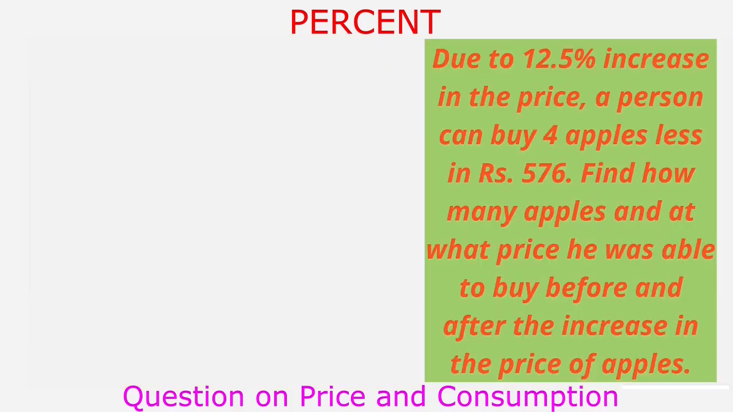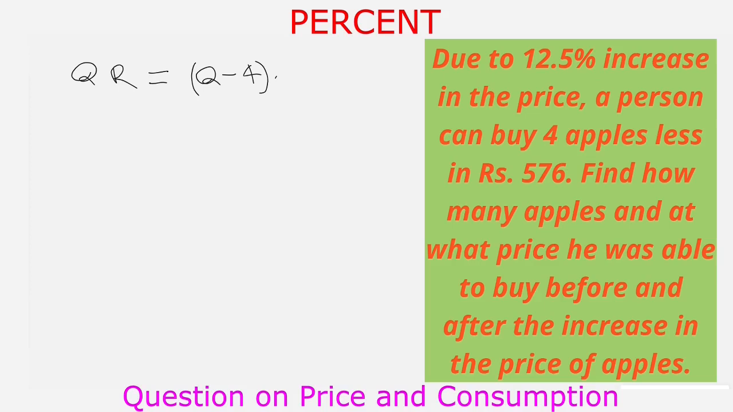Let the quantity be Q and the price or rate be R. As the amount is fixed, amount equals quantity multiplied by price or rate. Now the quantity has reduced by 4 apples. The new quantity is Q minus 4. The rate has increased by 12.5%. So earlier if it was R, the new rate is 112.5 divided by 100 R.